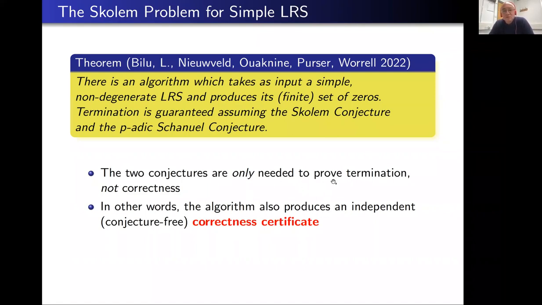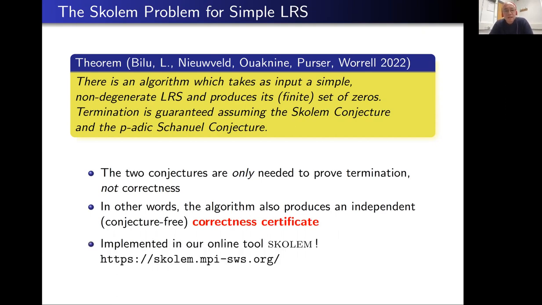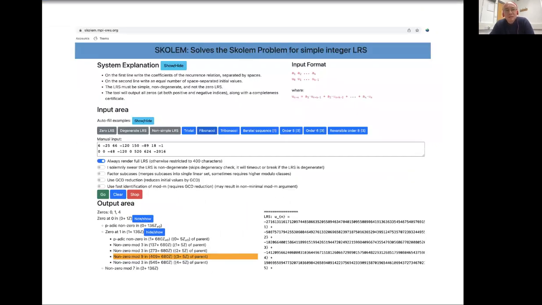this algorithm is only needed to prove termination, not correctness. So the algorithm, if it works, is going to produce a correctness certificate, which is independent of all the conjectures. The only part of the proof that needs those conjectures is to show that this algorithm actually terminates. And it's implemented in this online tool, which is called Skolem.